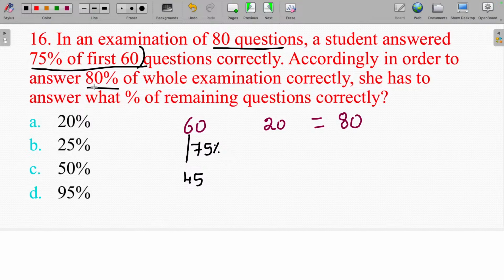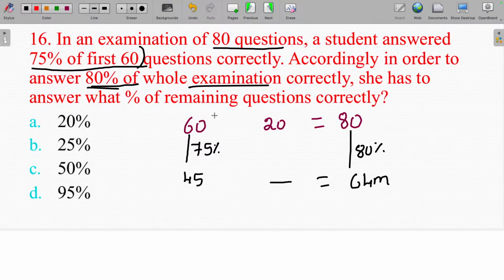Accordingly, in order to answer 80% of the whole examination, whole exam means 80 questions, I have to score 80 percentage. 80 percentage of 80 means I have to score 64 marks. I have to score 64 marks. But in the first paper I am getting only 45 marks. Tell me, in the second paper how many marks do I have to get? Tell me.